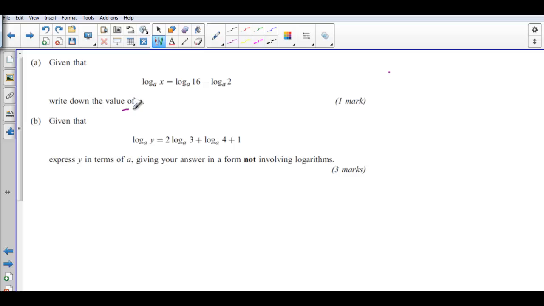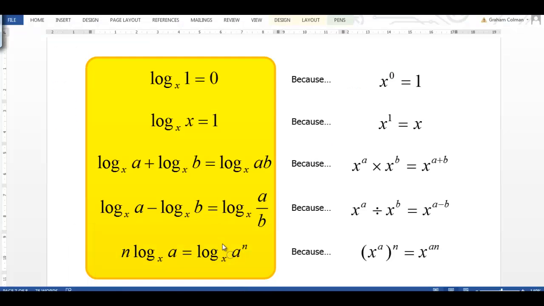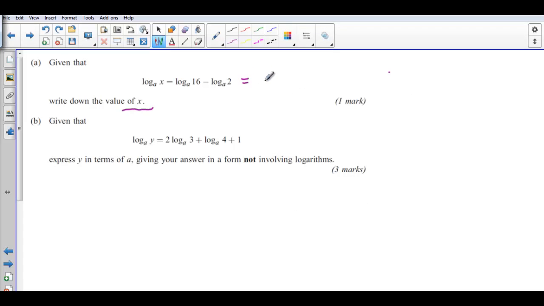What have we got? Write down the value of x. Come back to them rules. Subtractions, you divide the 2 logs. That's going to be equal to log to the base A of 16 over 2. Now that is obviously equal to log to the base A of 8. Now, we don't care what this base is actually, because all we've got to match up is that bit there. That must be what matches up with that bit there. So we can finish off by writing x equals 8.